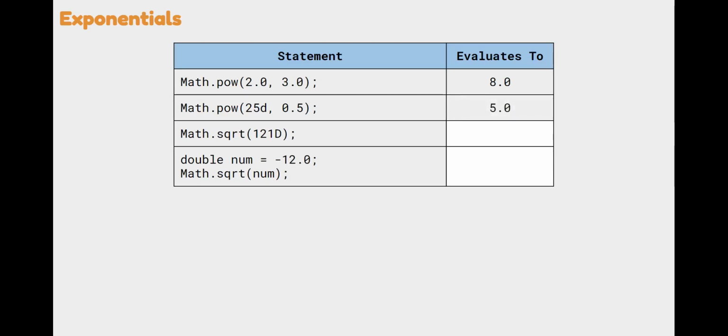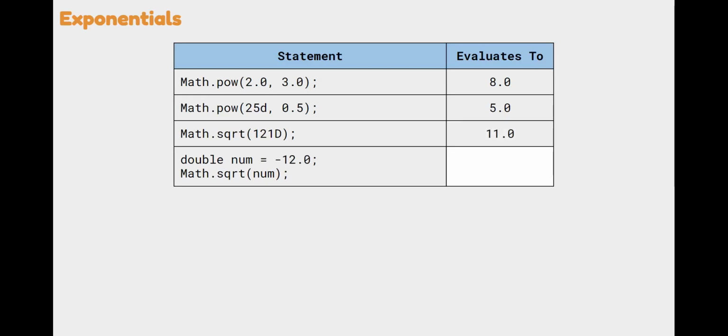In our third example, we are calling the square root method. We are calling that method by class because guess what? The square root method is a static method. We are passing in 121 as a double. That will evaluate to 11.0.